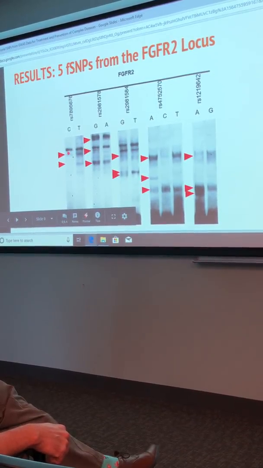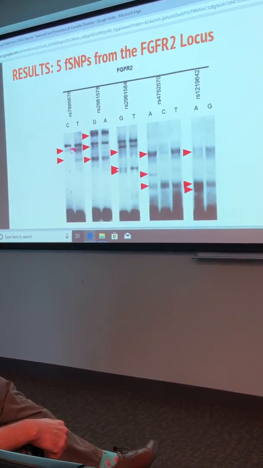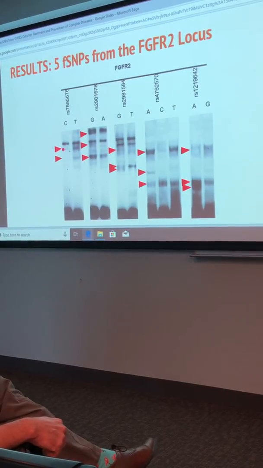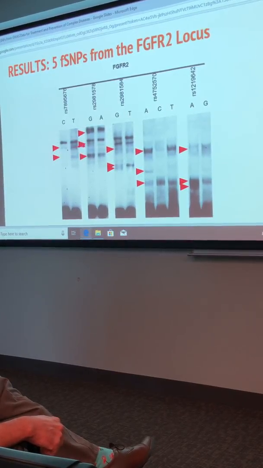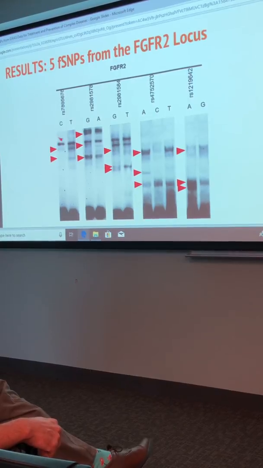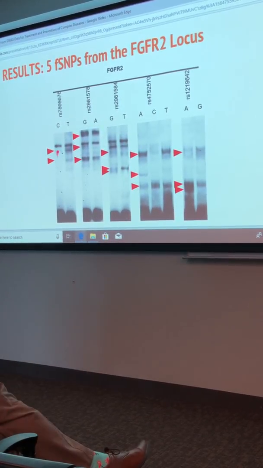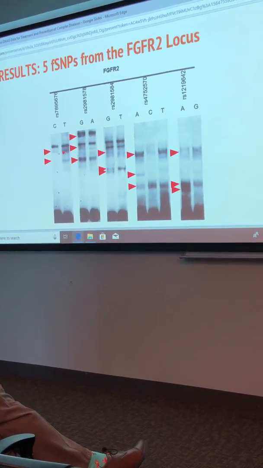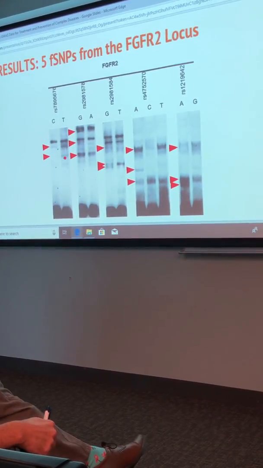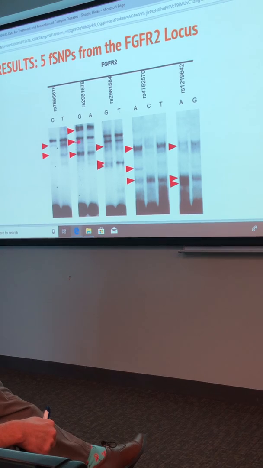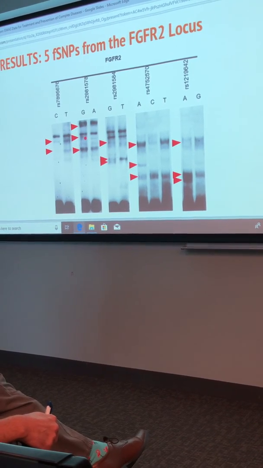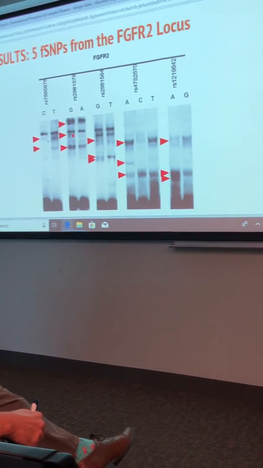As you can see here, there's a difference in visibility of the bands across these different alleles. The C allele, you can mark by these red arrows. You can see it's fainter here, but it's stronger here. Same with here, stronger here, fainter here. So that difference in bands indicates that we are working with a functional SNP.